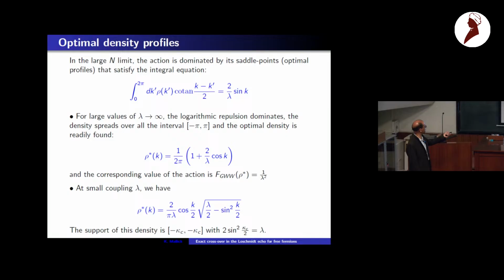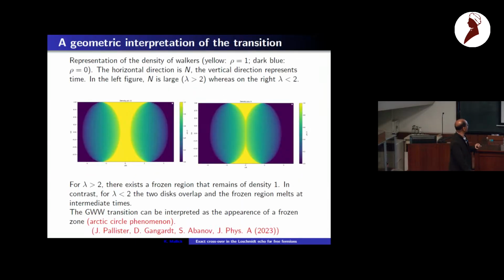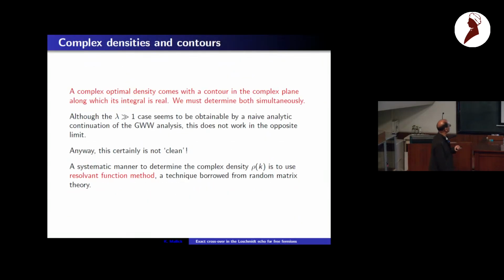So as I told you, in this large lambda case, if I put an i here, it seems to be okay. But here, no way. If I put i here, I get something which is meaningless. So you really have to change gears and change the method. Naive analytic continuation does not work. And anyway, this is not clean. You cannot just put i's like that and close your eyes and compute things.